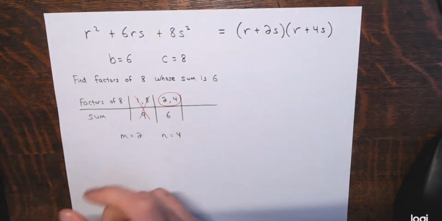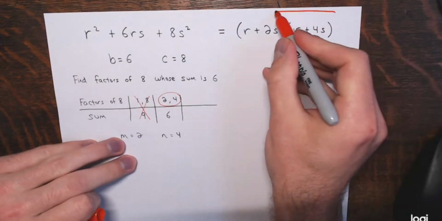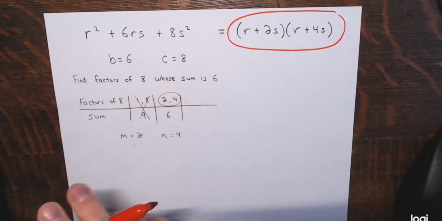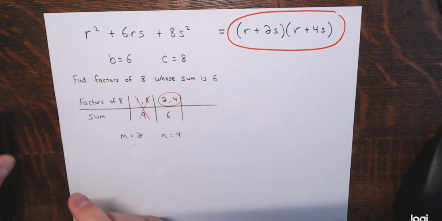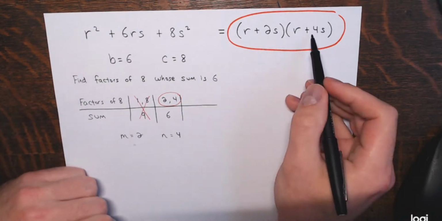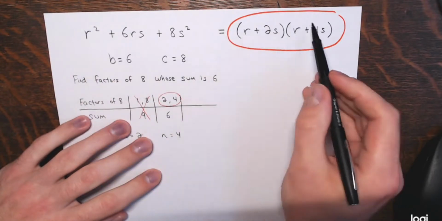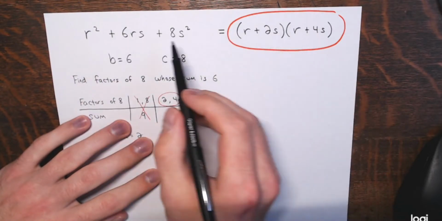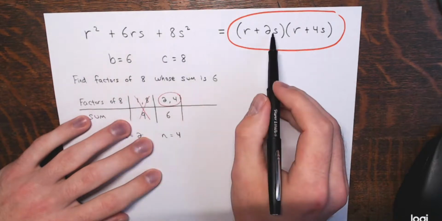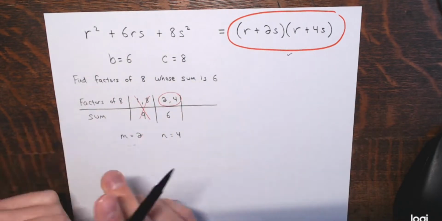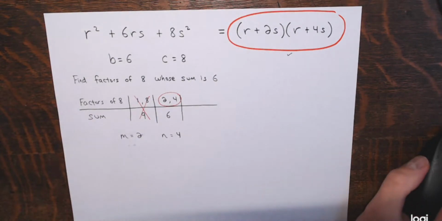This is all they want. Write your polynomial as a product. Factor it. And please don't forget to check. Multiply these. You'd have r squared, then plus 4rs plus 2rs for plus 6rs, and then plus 8s squared. So it does check out. That is the proper factorization. It is equal to the original expression.